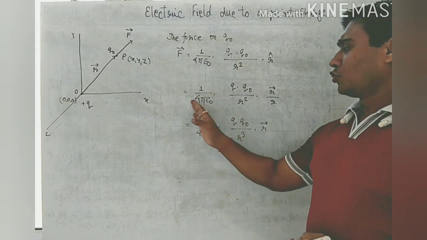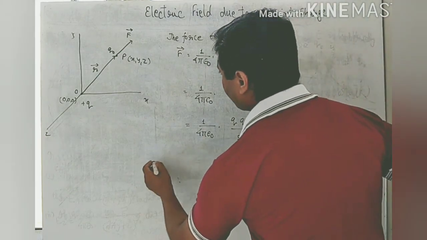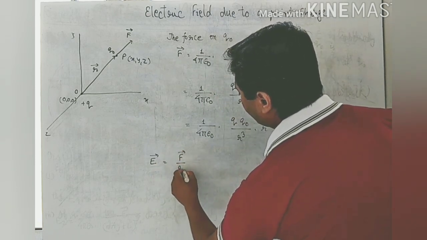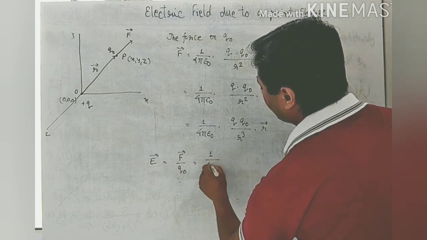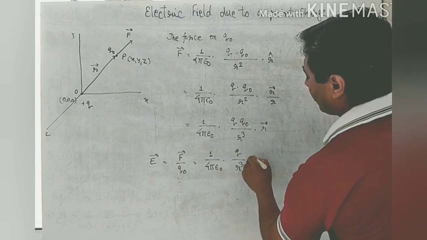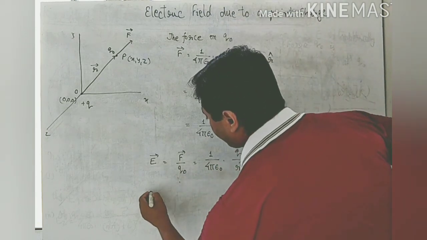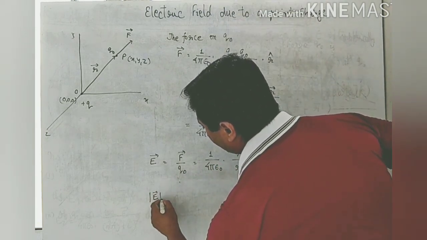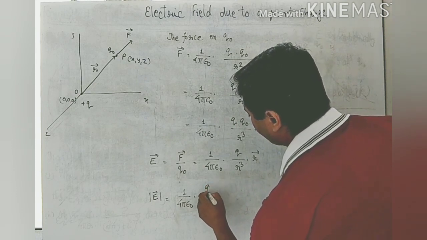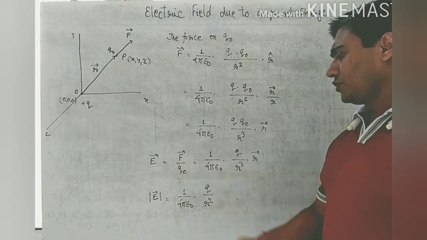Now, by dividing both sides by q naught, we can have the electric field strength or intensity. So vector E is vector F upon q naught, and that too equals 1 upon 4 pi epsilon naught, source charge Q upon r cube into vector r. Now, the magnitude of this can also be written as mod of E, and that is equal to 1 upon 4 pi epsilon naught Q upon r square. So this is the magnitude.